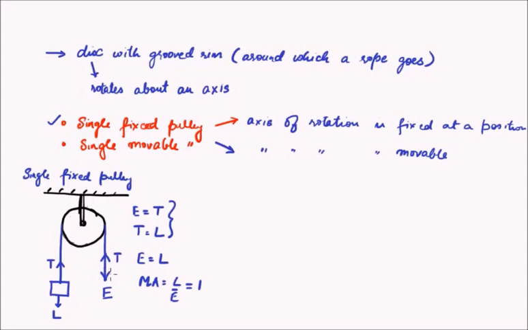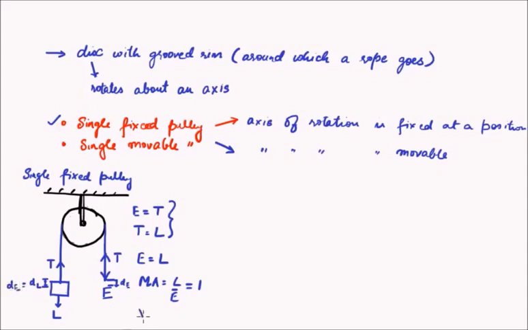So let us imagine that the effort moves a certain distance, say dE. Now this is the distance moved by effort, then the whole rope goes down by dE in this section. As a result, the whole rope goes up by dE in this section, and the load ultimately moves upward by the same distance dE. This dL is equal to dE.